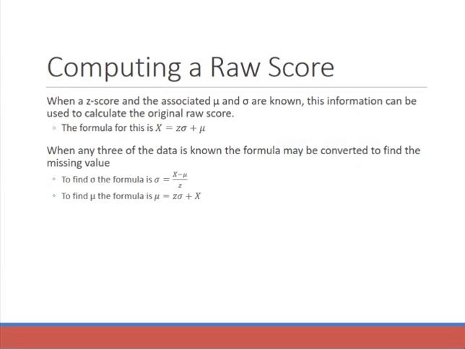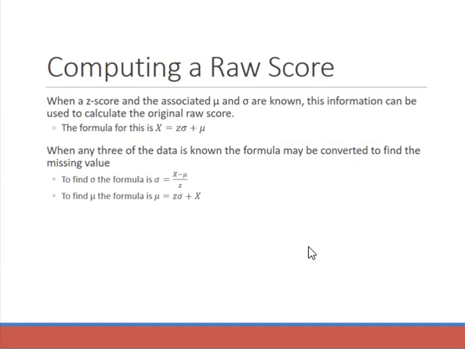So if we know the z-score and the mean and the standard deviation, we can also figure out what the raw score is, right? So when a z-score and the associated mean and standard deviation are known, then we can use those to compute the raw score. So the formula for this would be x, because we're trying to get the raw score, equals the z-score times the standard deviation plus the mean.